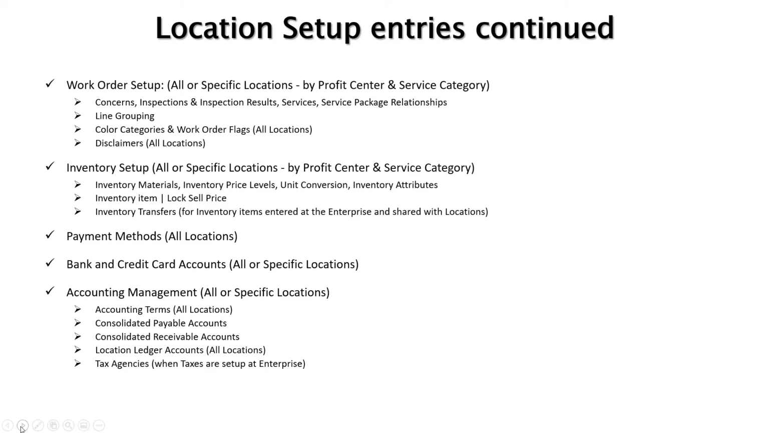Location ledger accounts. At the enterprise, I can enter new ledger accounts for all the locations. I can also set up my tax agencies. I can also program in all of my holidays for my scheduler. And we only have one place to put it in. All my holidays are already set up, and it blocks them off on the scheduler. Location security. I can have all my security roles set up, for example, which I'm going to apply to my location employees.